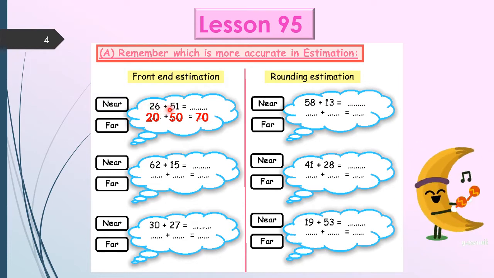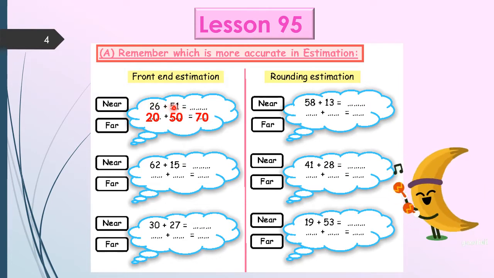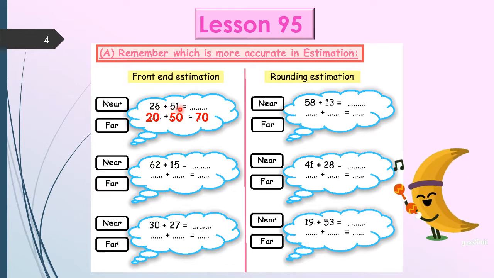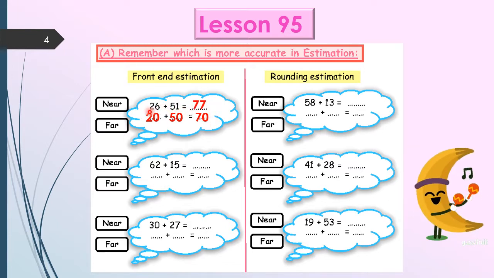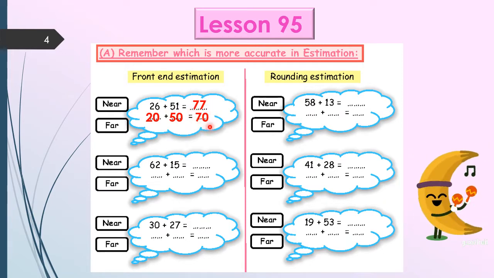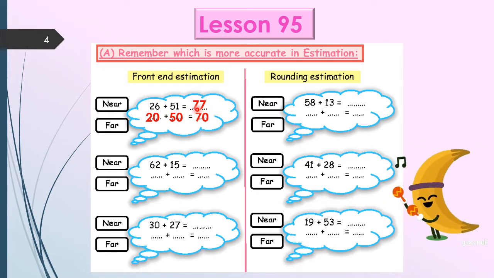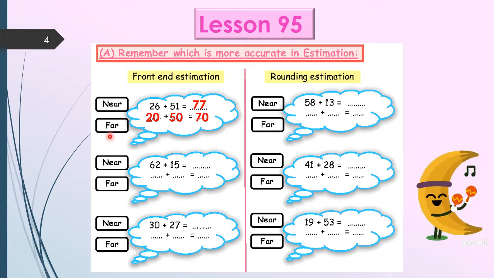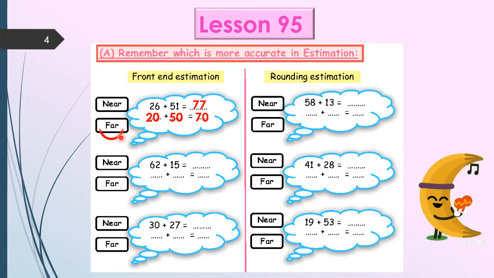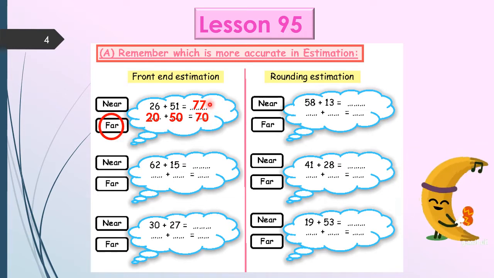Let's check our real answer here. 26 plus 51. Let's begin from the ones place. 6 plus 1 equals 7, and 2 plus 5 equals 7. Then 77 and 70, our real answer and our estimation. Is it near or far? Yes, it is far. Good job, because it's far away by 7 steps.